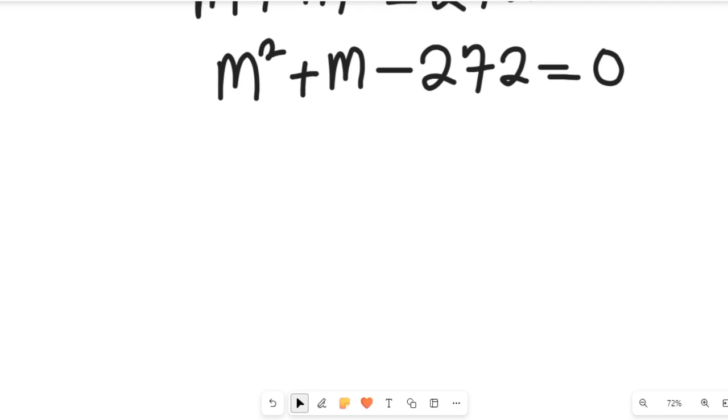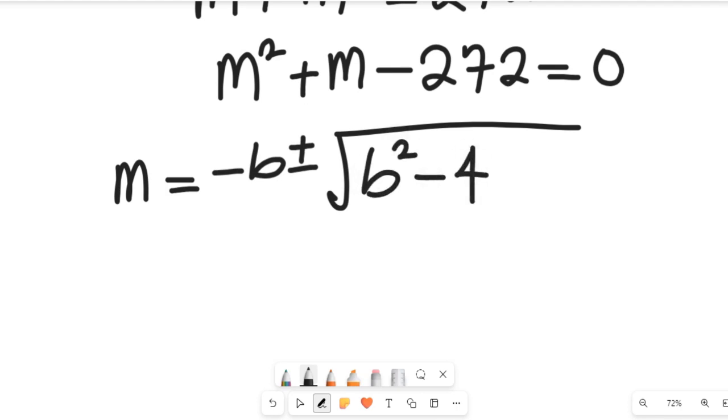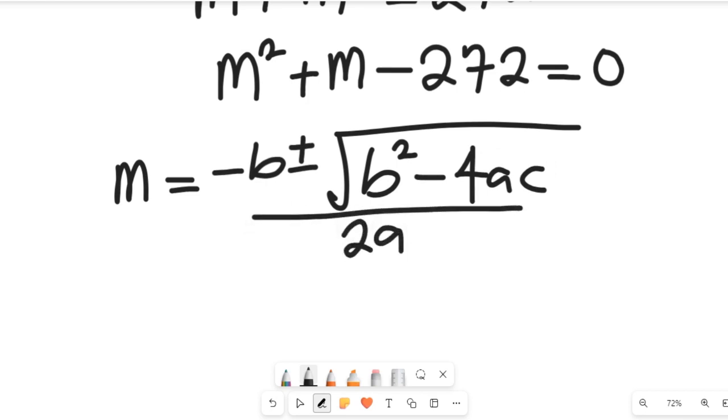To solve this quadratic equation, we are going to use two methods. The first method is the use of the quadratic formula, and then I'll also teach you how to go about solving this same quadratic equation using the factorization method. Now let's get started with the quadratic formula. From the quadratic formula, m will be equal to negative b plus or minus the square root of b squared minus 4ac, and this whole thing divided by 2 multiplied by a.